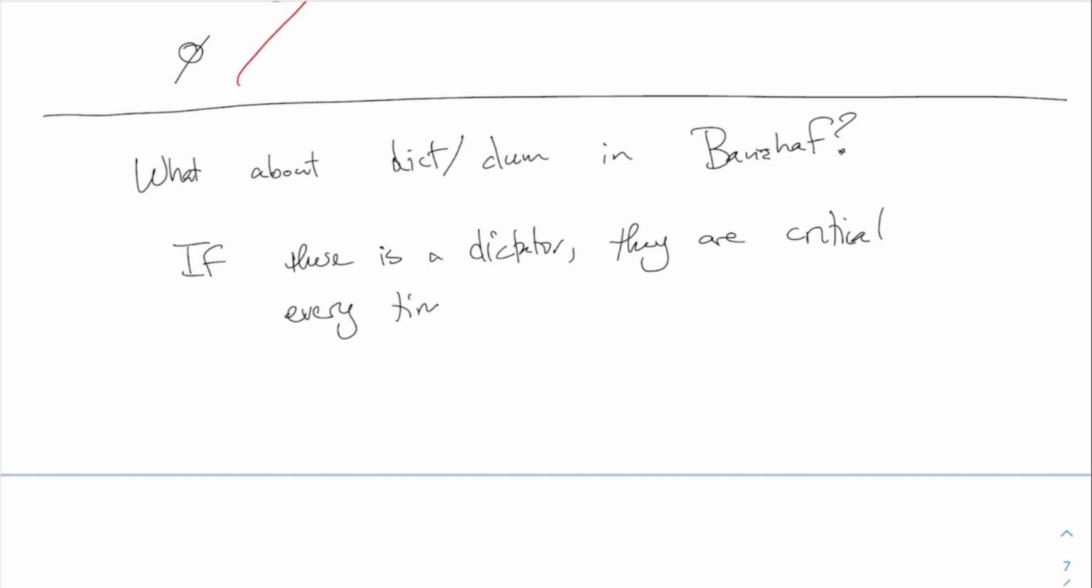At least every time they appear in the combination, they are going to be critical because the dictator is the only one who is capable of making it to the quota. If you took them away, it wouldn't make the quota anymore. And nobody else is critical. If there is a dictator and you ask, what if I remove somebody else, are they still going to make it? The answer is yes, because if there is a dictator, nobody else matters at all. So the dictator is critical every time, and nobody else is ever critical.